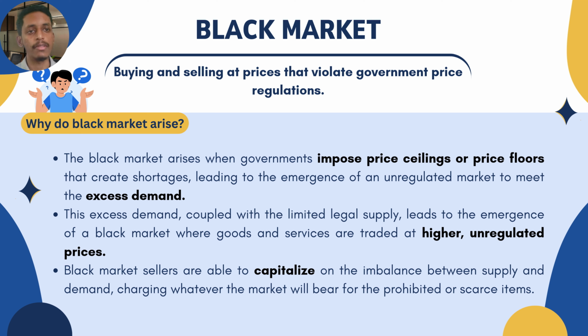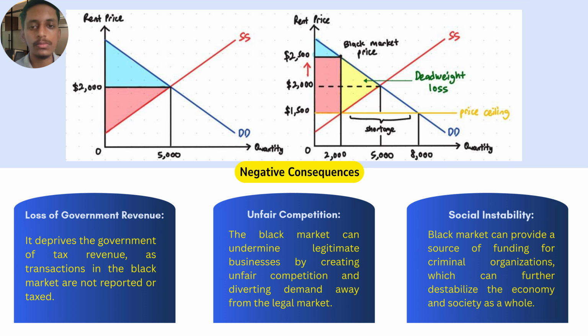But why do they arise? It usually happens when the government imposes a price ceiling or floor that creates a shortage. Because the legal supply is limited but demand is high, an unregulated market emerges to meet the excess demand. Essentially, the sellers capitalize on the imbalance, charging higher illegal prices because they know consumers are desperate.